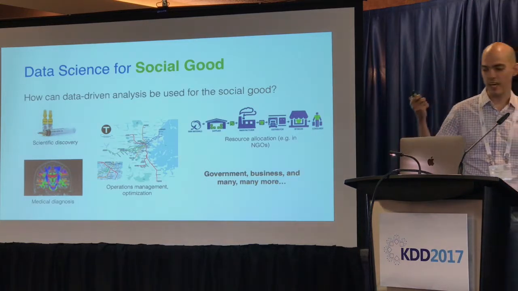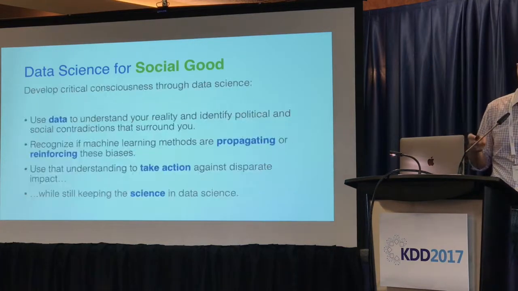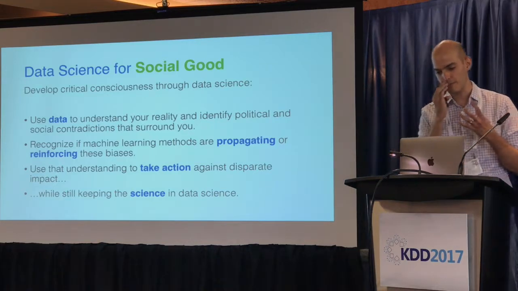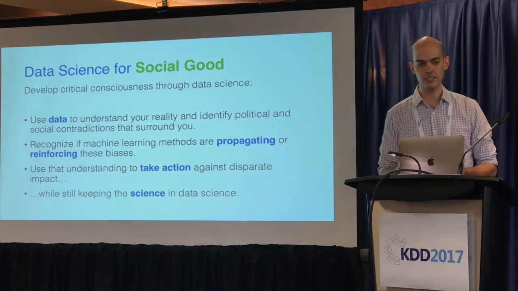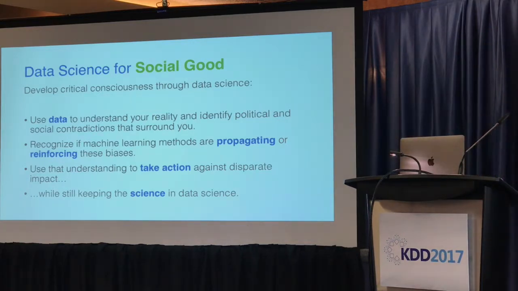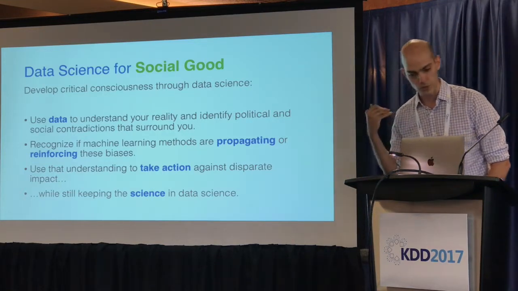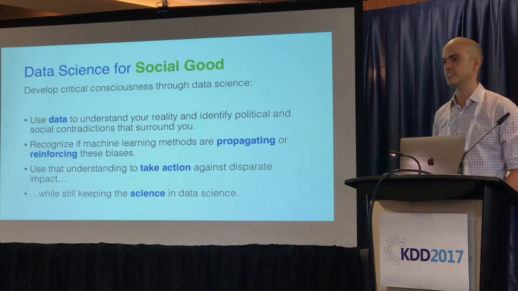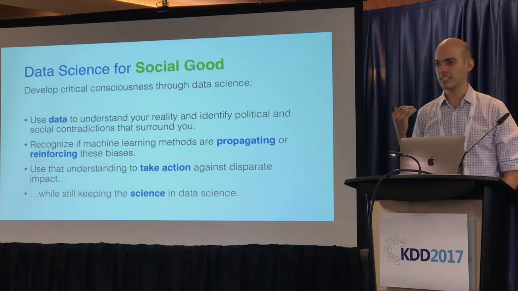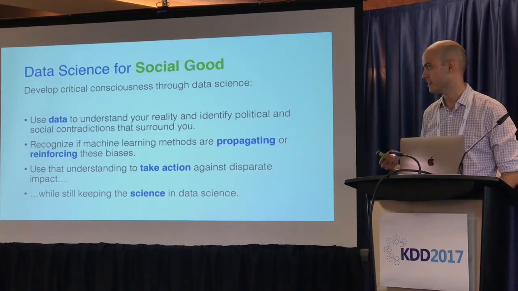But today we're going to be looking at one specific aspect of this, which is using data science to develop critical consciousness. And what I mean by that, and this is a subtle aspect, but it's more of an educational aspect, is to use data to understand your reality and identify political and social contradictions that surround you. In that sense, data science is a very powerful tool because you can collect data from your community or data about a system, in this case that we're going to be looking at today, on criminal justice and so on, and use that data to identify biases and maybe through your algorithms avoid that these biases propagate.